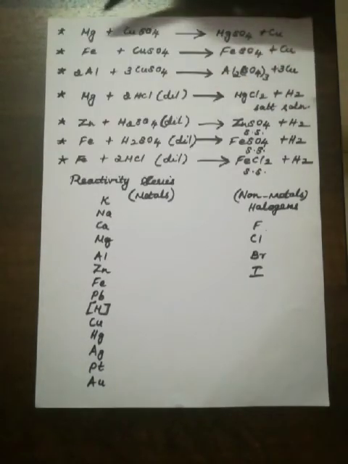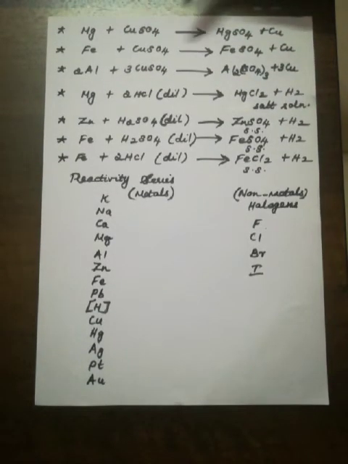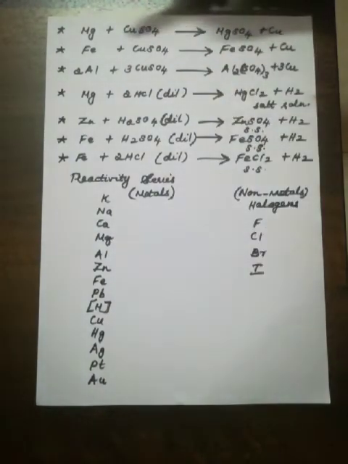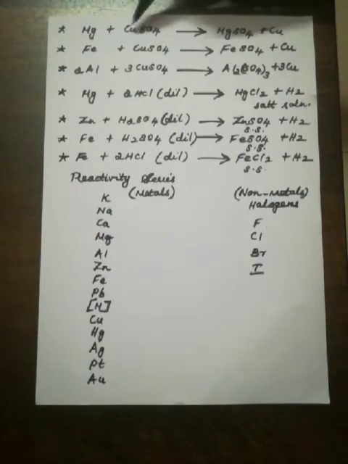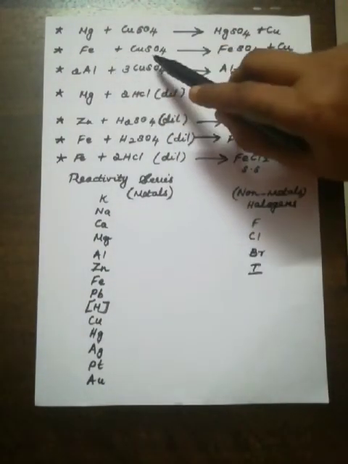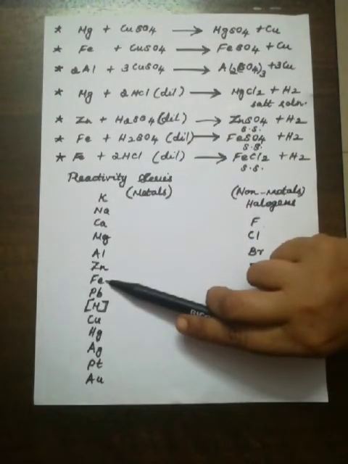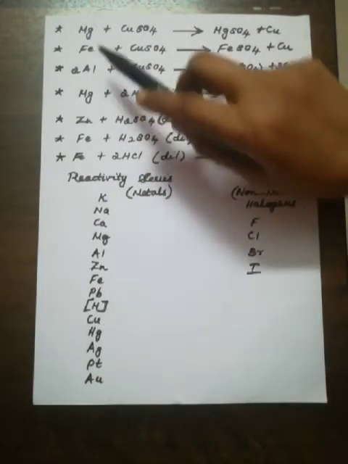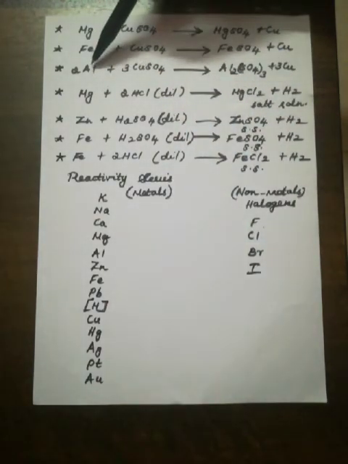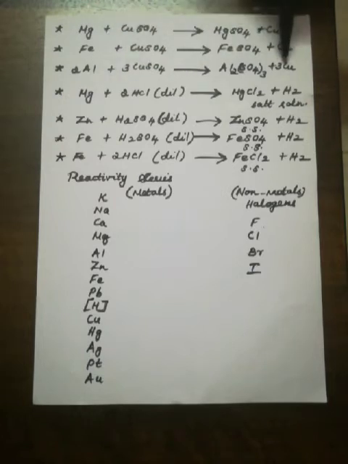Now see, magnesium with copper sulfate. In this case, magnesium comes first, then copper is below hydrogen. So magnesium sulfate plus copper. Now the second equation, iron with copper sulfate. See, iron is more electropositive than copper. So iron sulfate plus copper. The third one is aluminium with copper sulfate. You will get aluminium sulfate plus copper.